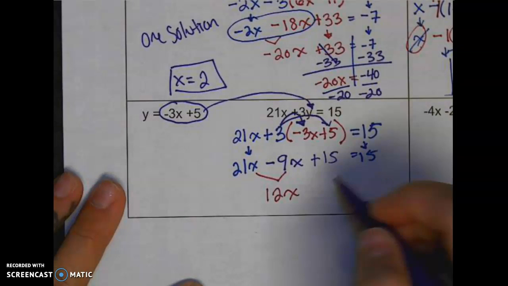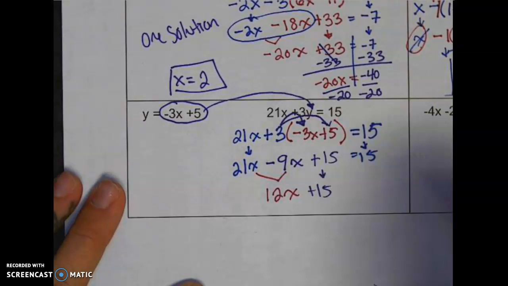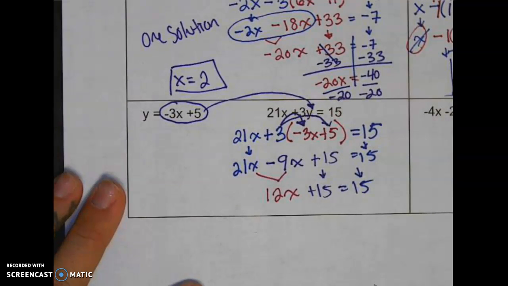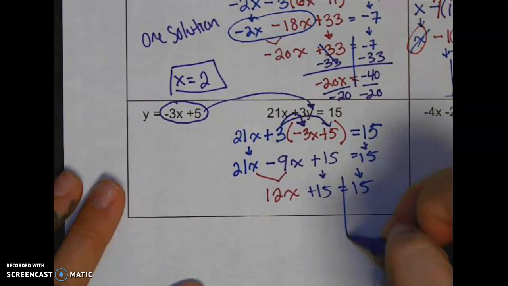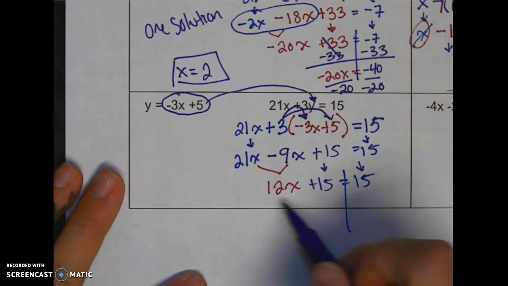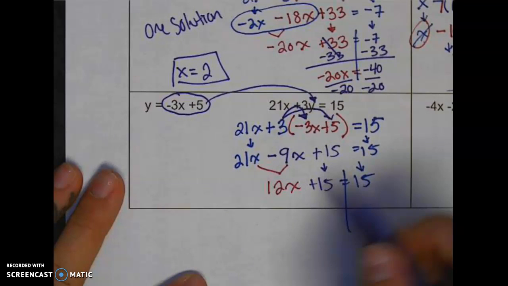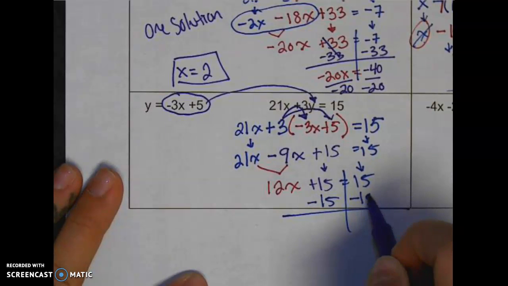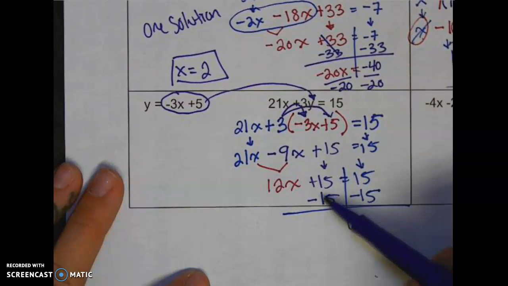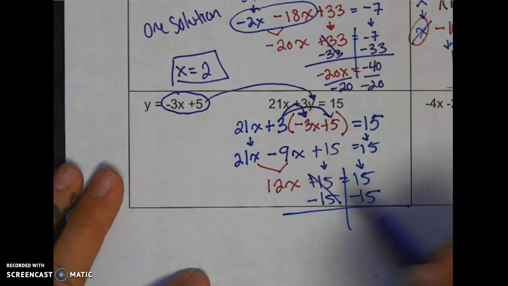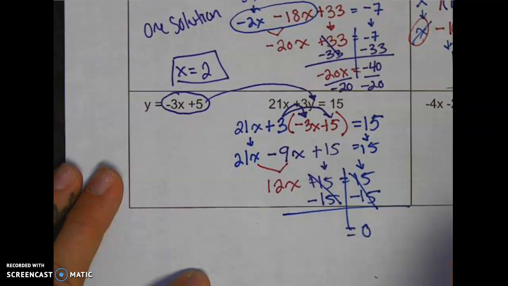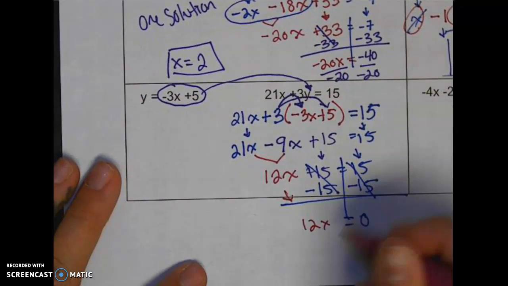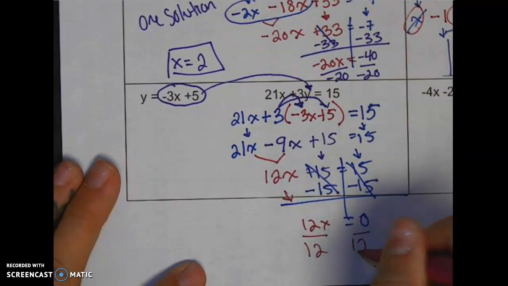Did we do anything to the 15s? Nope, we didn't do anything to those 15s. So I'm going to bring it straight down for both of them. Now it's just like our one-step equation. So what I'm going to do is get 12x by itself on the left side. First thing I need to do is get rid of the 15 from this side and move it to the other. So 15 minus 15 cancels. So I'm left with 12x equals 0, which we can still divide by 12 on both sides.